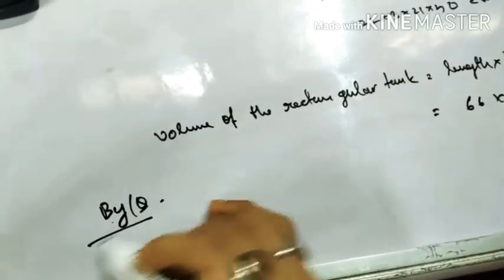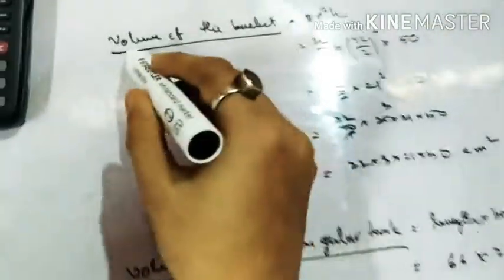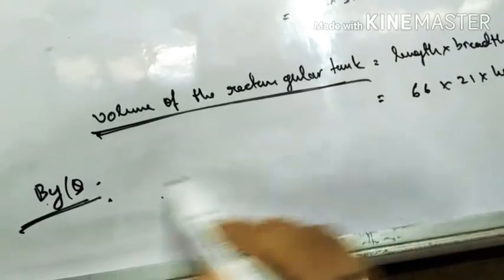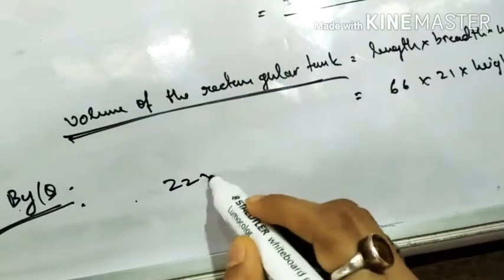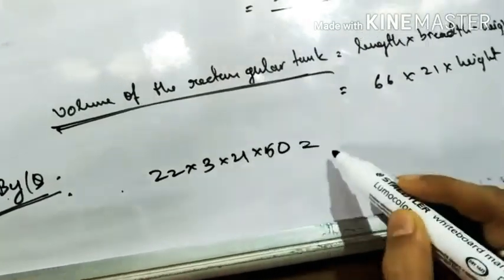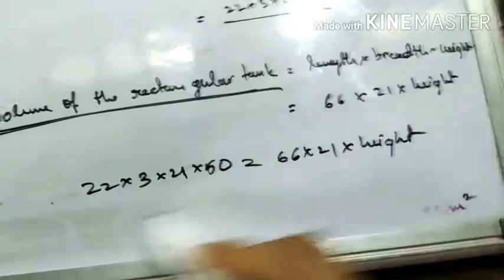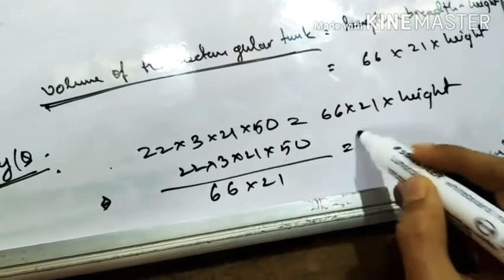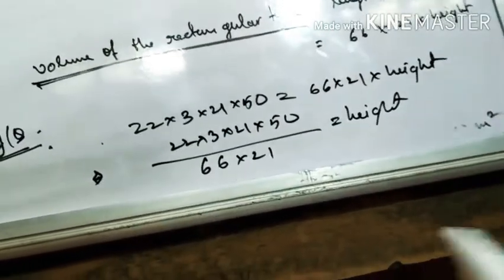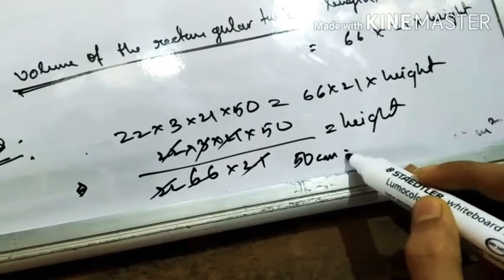Now by the question I can write that the volume of the cylindrical bucket is equal to the volume of the rectangular tank. The volume of the bucket is 22 into 3 into 21 into 50, equal to the volume of the rectangular tank, 66 into 21 into height. Therefore 22 into 3 into 21 into 50 by 66 into 21 is equal to height. Now let's calculate the height. 3 twenty-twos are 66, 22 and 22 cancel, 21 and 21 cancel, so 50 centimeter is equal to the height.